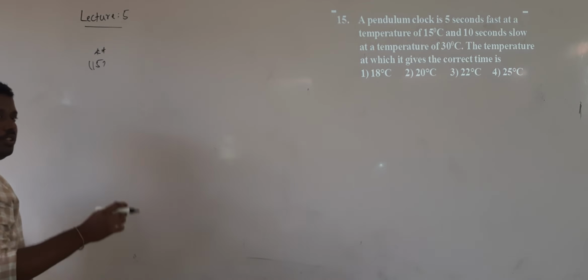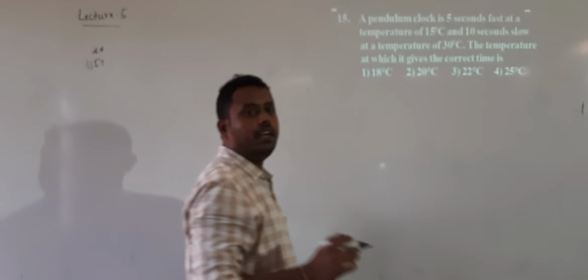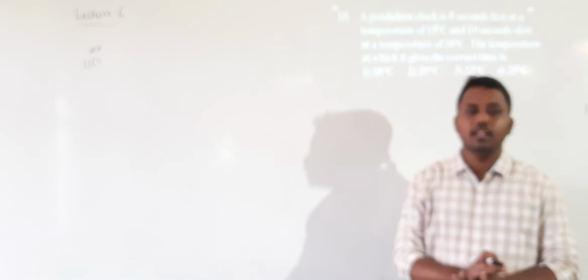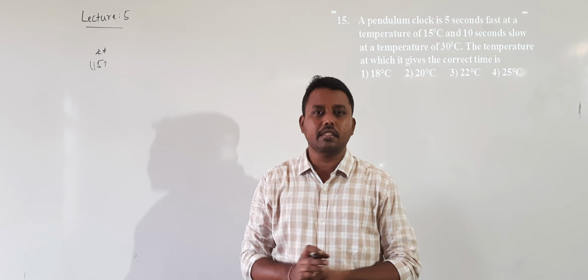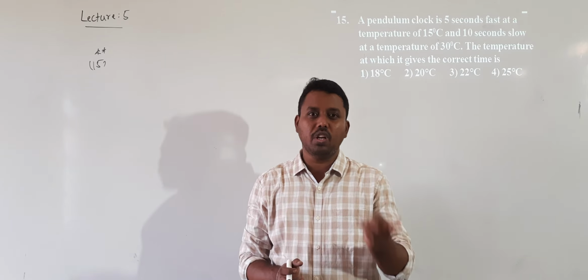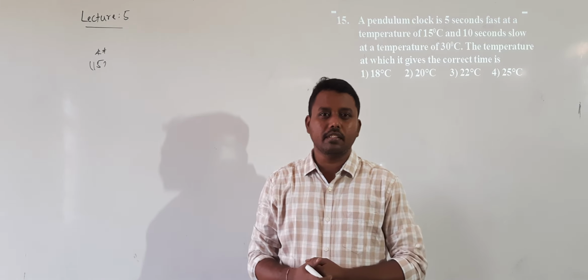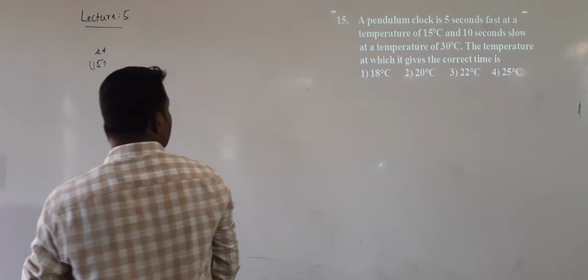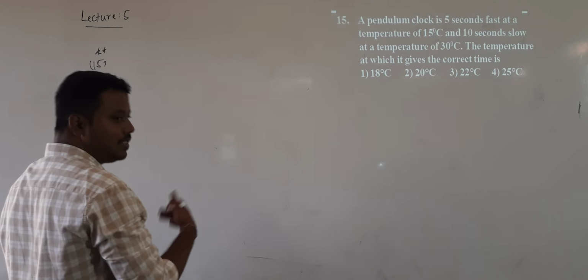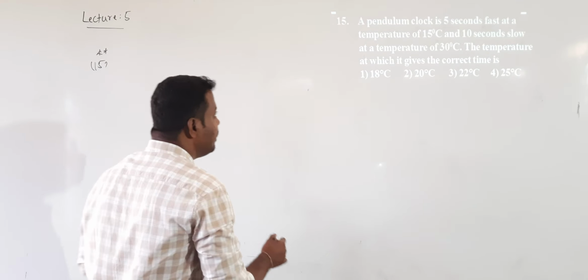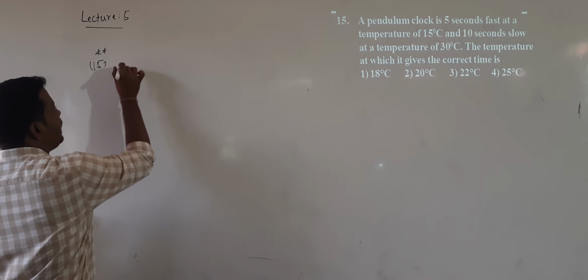First you should know clearly when a pendulum clock will run slowly and when it will run fast. It will run slowly when the temperature increases and the length increases. It will run fast when the temperature decreases and the length decreases. In this question, the pendulum clock is 5 seconds faster. Faster means at a lower temperature.